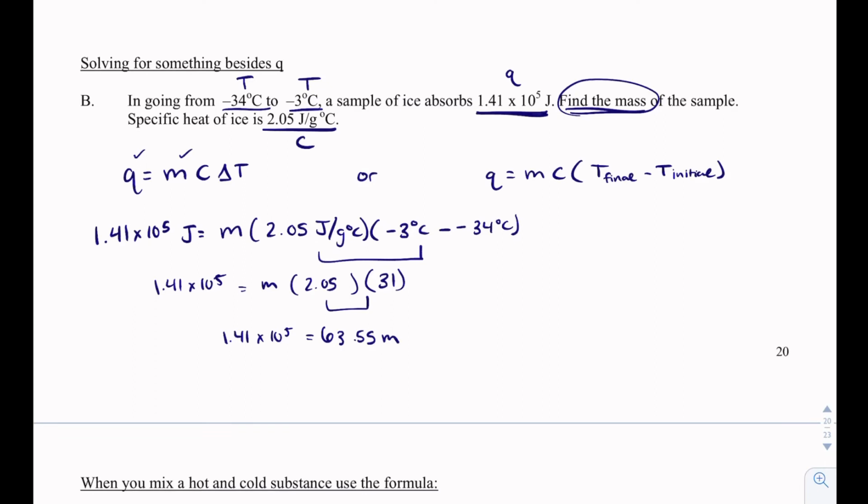Now we want to get M all by itself, so the algebra rules will tell us that M has a coefficient that's being multiplied by it, so to get rid of that, we will do the inverse and divide. So 1.41 times 10 to the 5th divided by 63.55. And M is going to be 2218.7254. And if you're paying attention to sig figs, our least amount of sig figs was 2 after we subtracted. So this will be 2200. And it's a mass, so the units of mass here are grams.